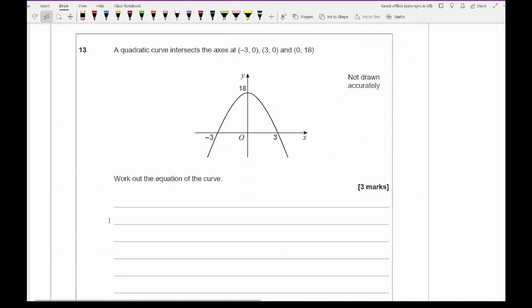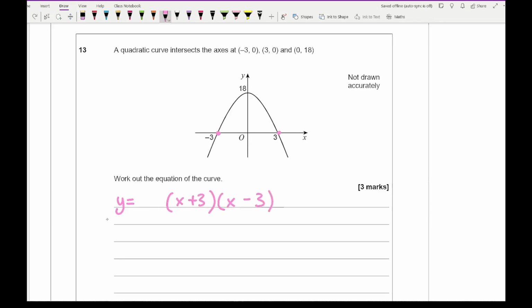Then moving on to question 13, it says the quadratic curve intersects the axes at (-3, 0), (3, 0) and (0, 18). Work out the equation of the curve. Now this is involving graph transformations. So looking at this, in order for us to have roots of minus 3 and 3, then y needs to have the values of x plus 3 and x minus 3.